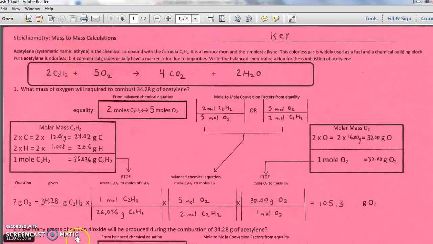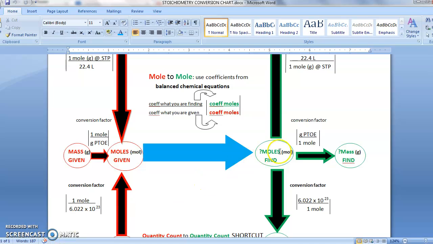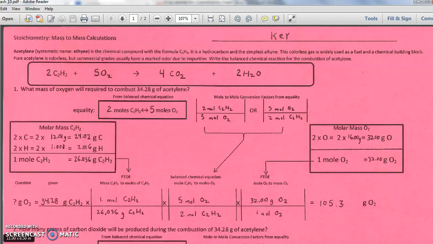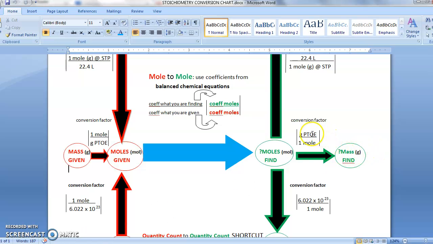Our third and final step of this problem, we've got to go from moles of oxygen to mass of oxygen. And we're going to need the periodic table. Grams per mole from the periodic table. So what is the mass of 1 mole of oxygen? Well, there's 2 oxygens in there at 16 each, that's 32. We're going to put the mass on top, 32 grams. Mass is on top, moles go on the bottom, as it tells us to do right here. Mass on top, moles on the bottom.